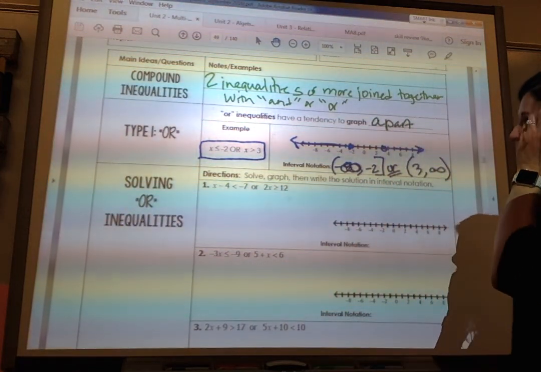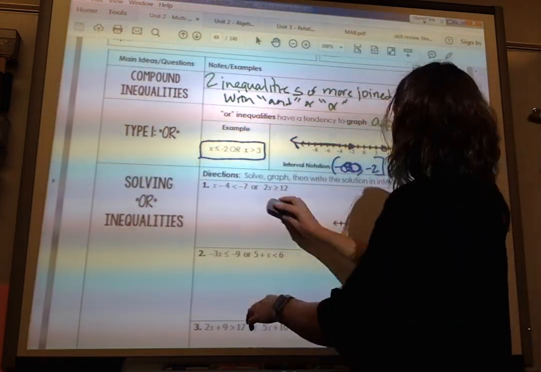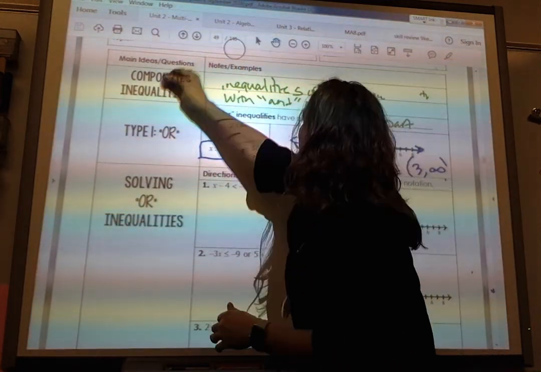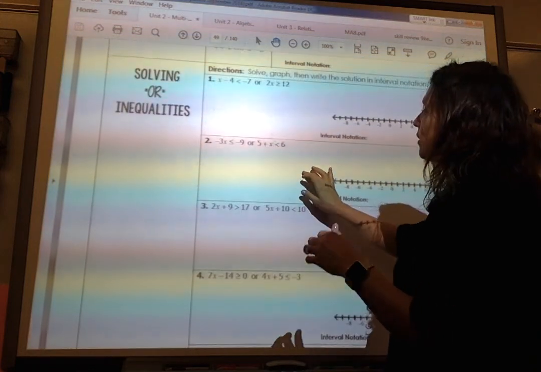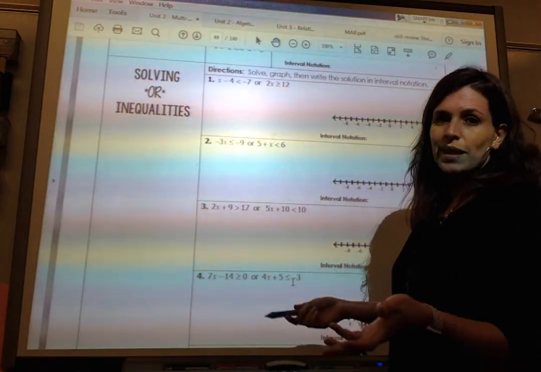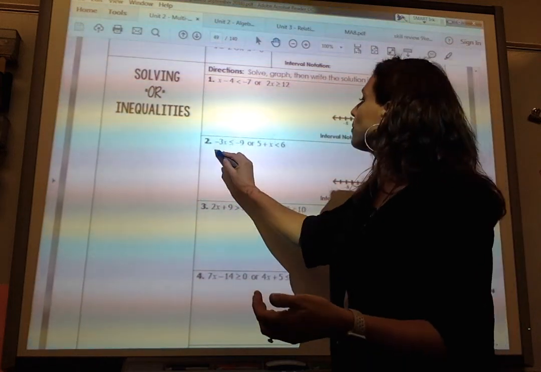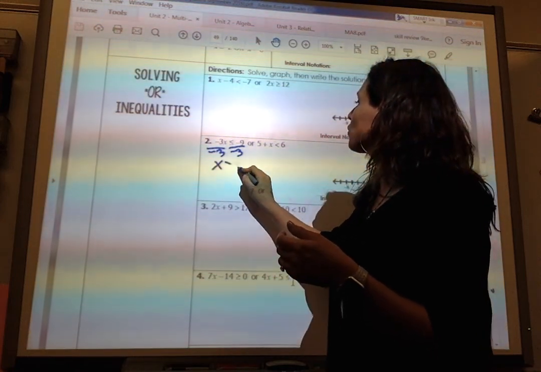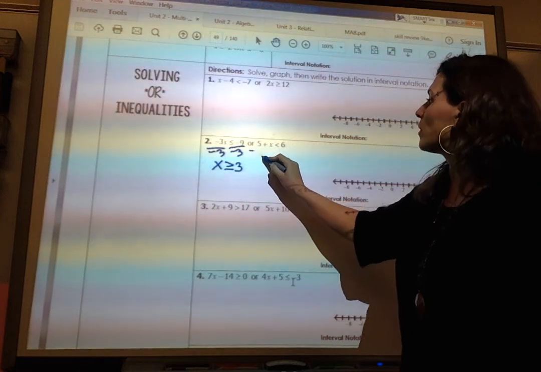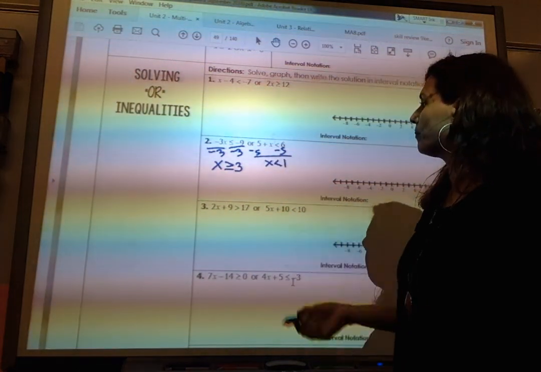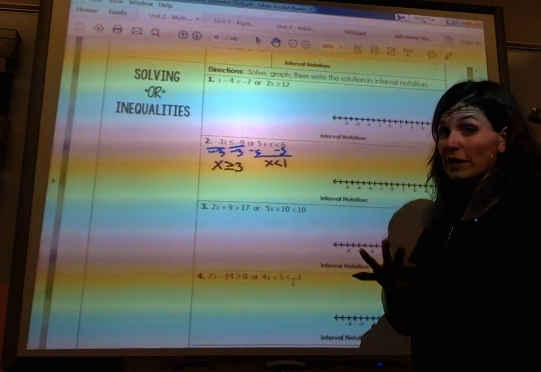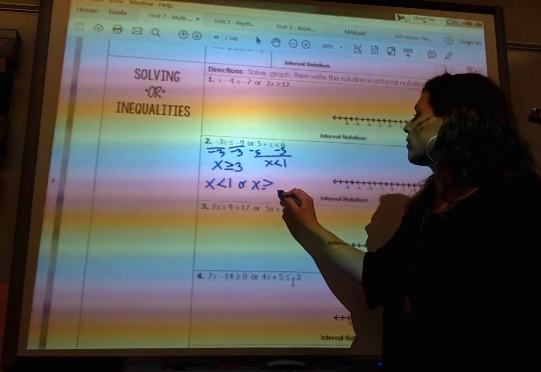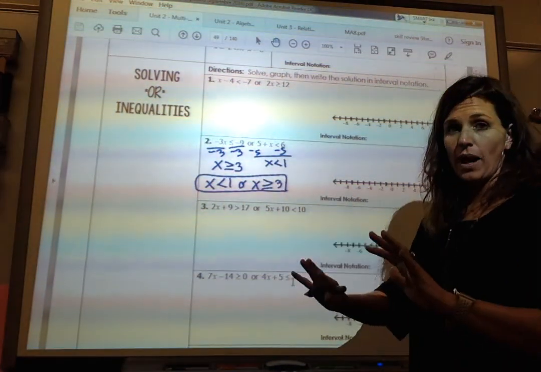All right, so now let's talk about what this looks like when we graph. Let's take a look at number 2. My rules are still the same as they have been. I solve for x. I'm dividing by a negative 3, and you know when you divide by a negative, my inequality sign flips, so it's going to be x is greater than or equal to 3, or I'm going to subtract 5, additive inverse, x is less than 1. Now, remember my written form goes least to greatest. So 1 is here, so I'm going to go x is less than 1, or x is greater than or equal to 3. Written notation, box.